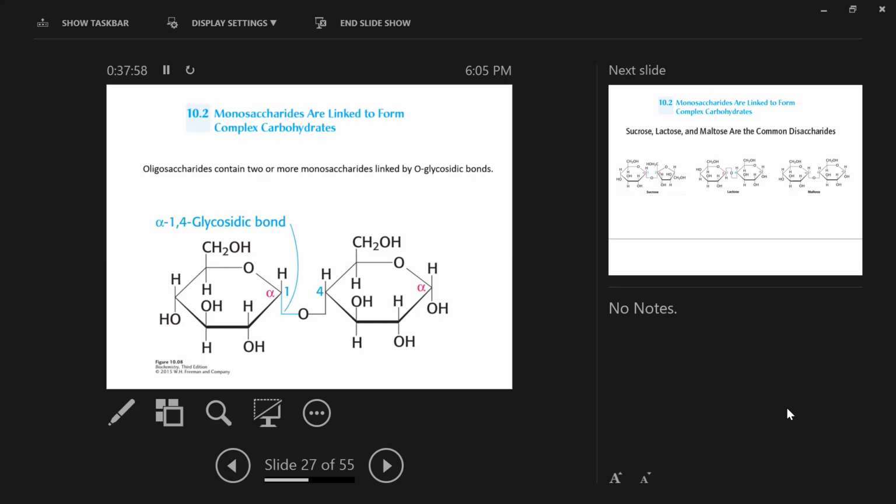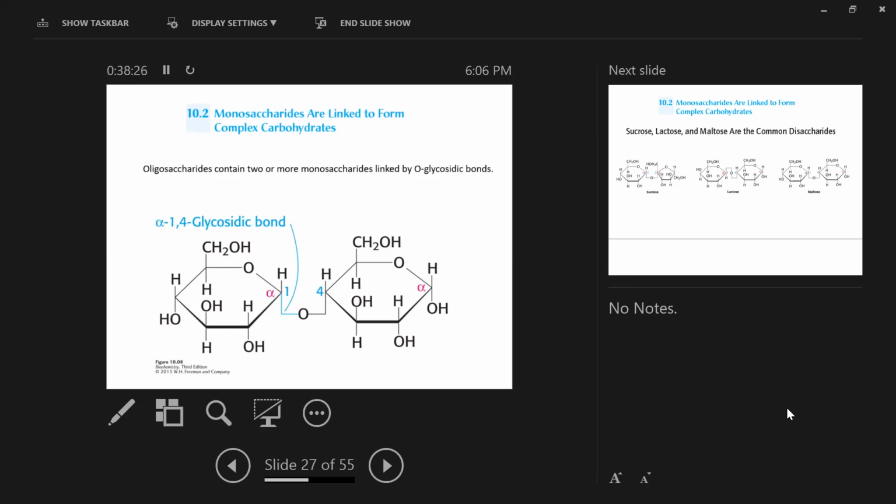Now, in contrast, this carbon number 1, which is the former aldehyde, it's not bound to another sugar. So it can still react with copper and reduce it. So this would be the reducing end. This would be the non-reducing end. But overall, this disaccharide is considered reducing. Okay, so you can have reducing and non-reducing ends.